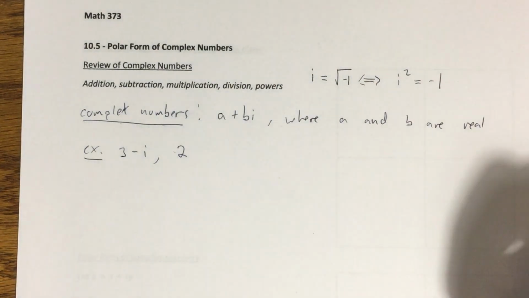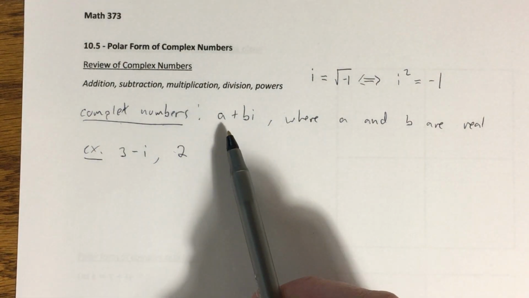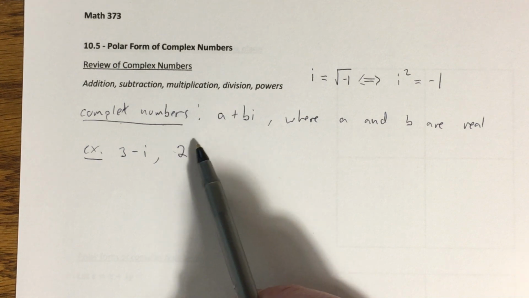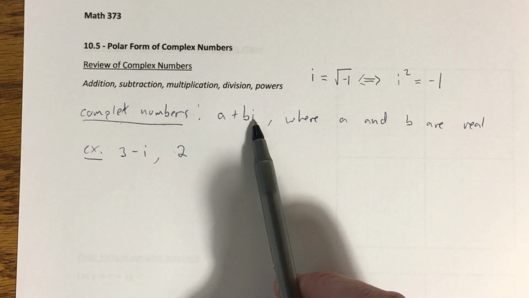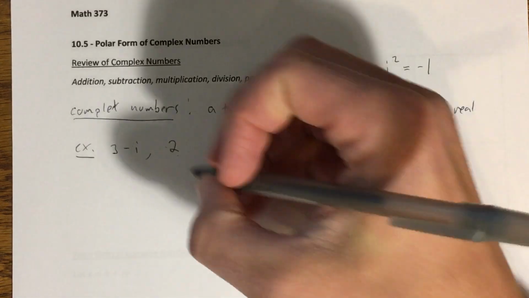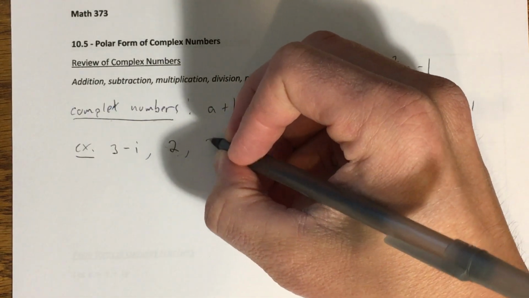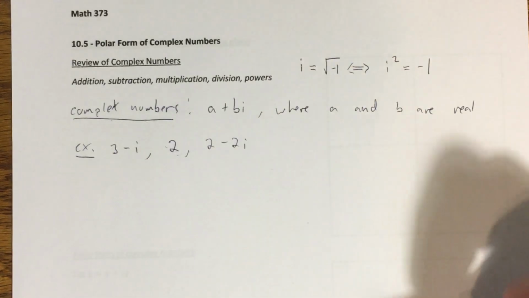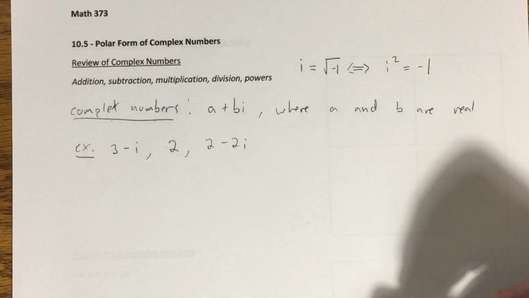2 is a real number, but it's also a complex number because you can think of it as a number of the form 2 plus 0i. 0 times i is still 0, so it would simplify to this. Same thing with this, 2 minus 2i. That's also a complex number.